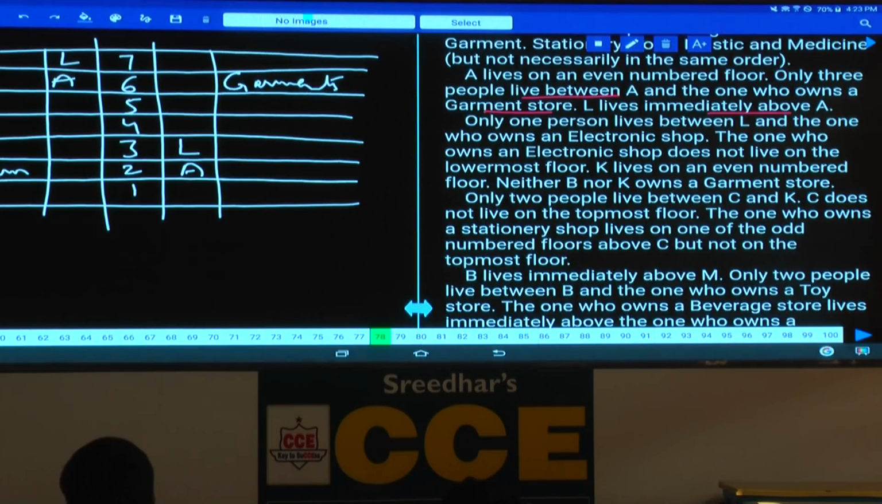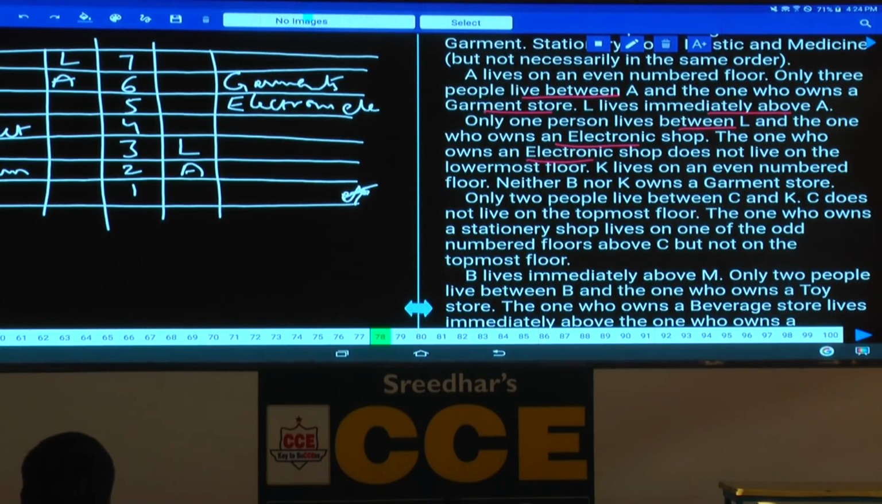Only one person between L and the one who owns electronic. Between L and electronic, how many persons are there? There is exactly one person. Hence, electronic can be here or electronic can be here. Electronic can be on the 1st floor or on the 5th floor. And similarly, the one who owns electronic does not live on the lowermost floor. Hence, electronic cannot be here, so electronic must be here. Only one person lives between A and the one who owns electronic. Here, electronic must be on the 4th floor.